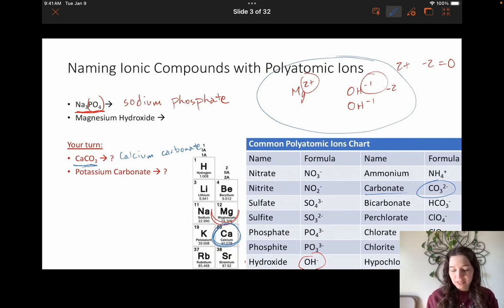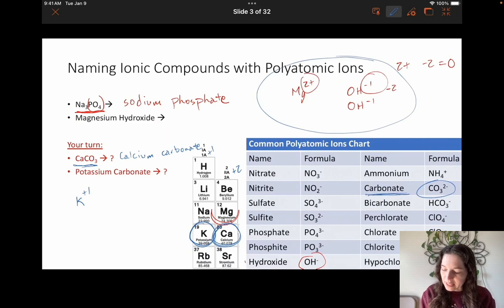Let's take a look at the charges here. So potassium is right here on our periodic table. It's got a +1. Anything on this column has a +1. Anything here has a +2. We know that from topic 1. So potassium has a +1.